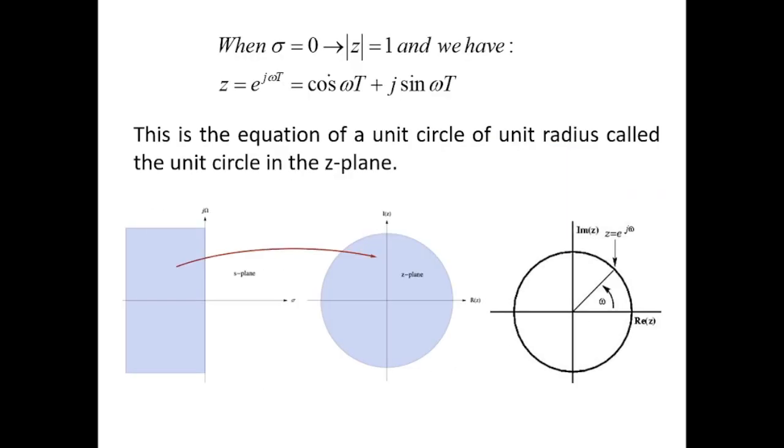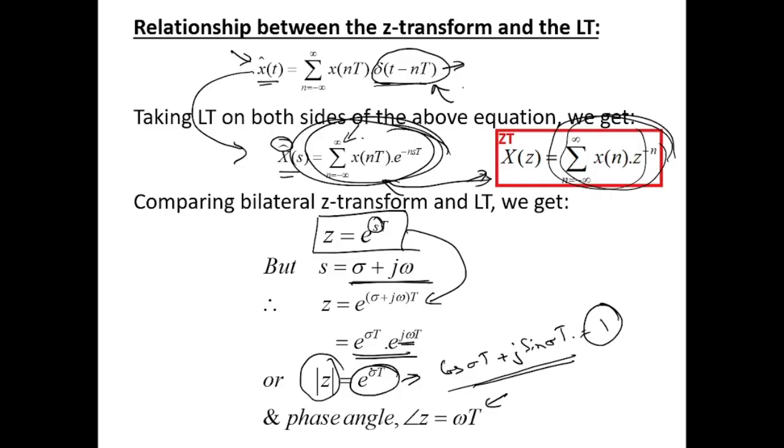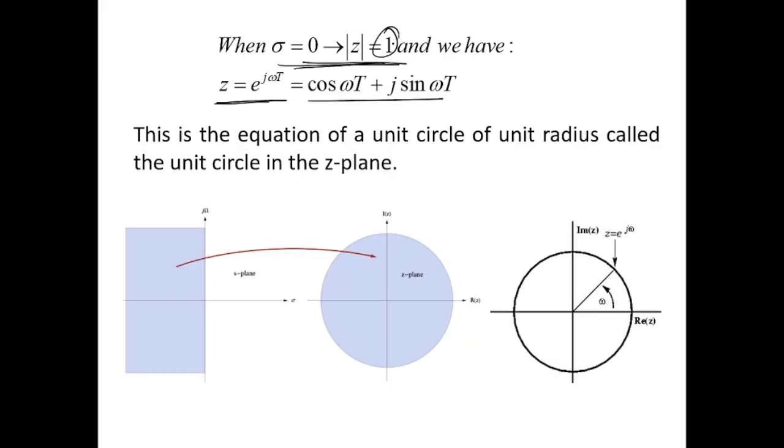Okay. Now, when sigma equals 0, modulus of z, because we are talking about this sigma plus j omega. So when we get into the frequency axis, when sigma is 0, then we get modulus of z equals 1.